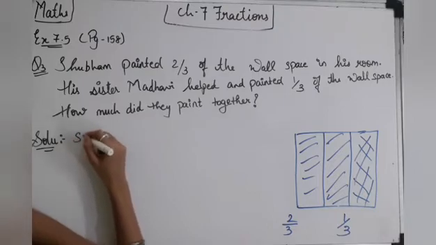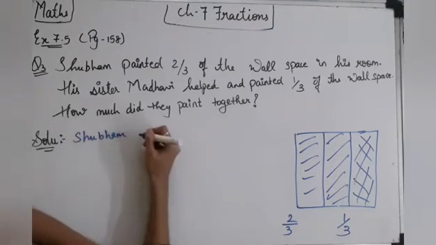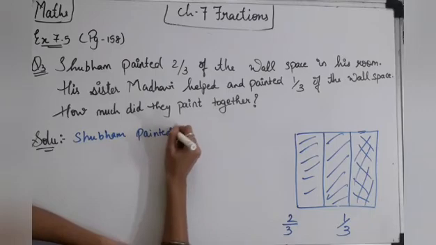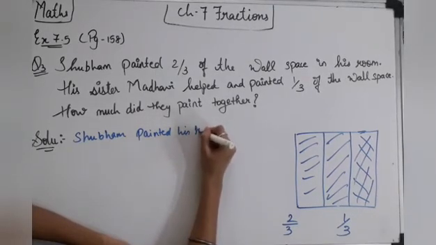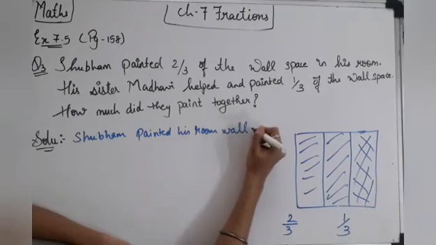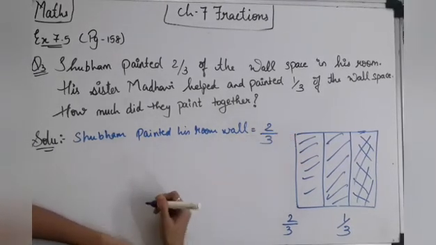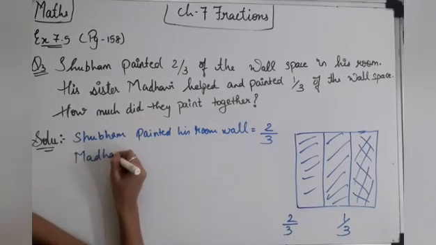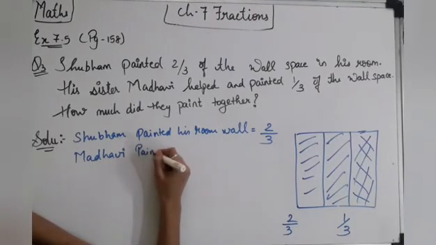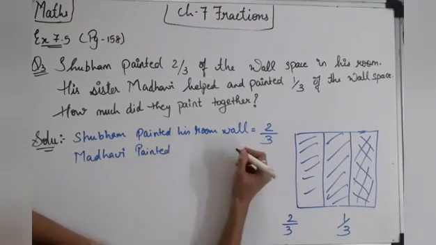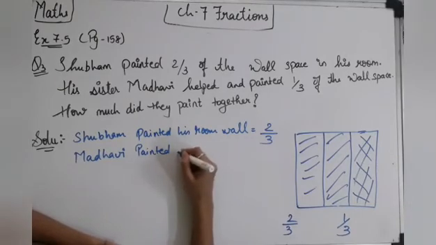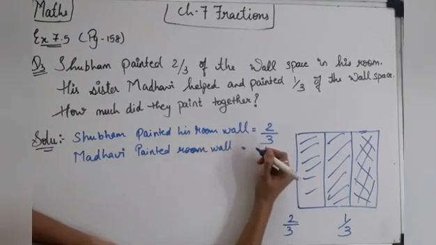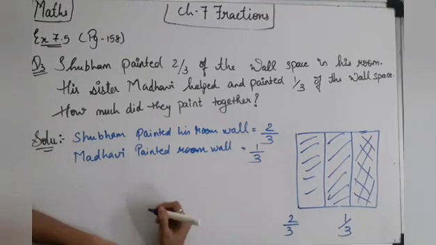So we'll write Shubham painted his room wall equals to 2 upon 3. Then the sister came, Madhvi, right? Then Madhvi painted room wall is equals to 1 by 3.